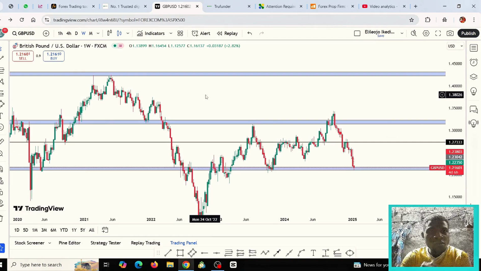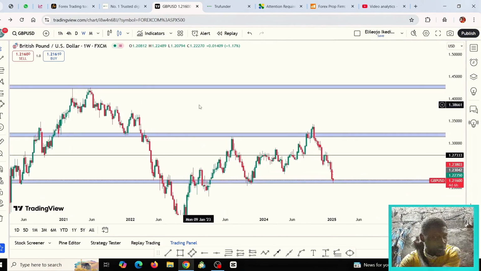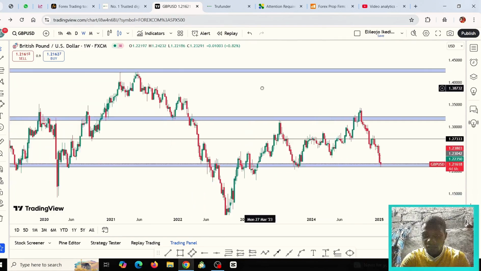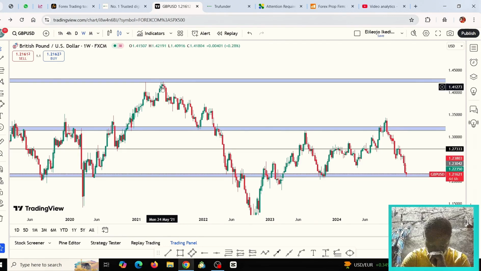Now looking at the chart of GBP USD on the weekly time frame, how can we draw our trend lines? Again, we need to identify the outermost points, which are these here, this and this. This one being the first, and this one here being the second. So we pick up our trend line and then we connect them. We connect the dots starting from here.